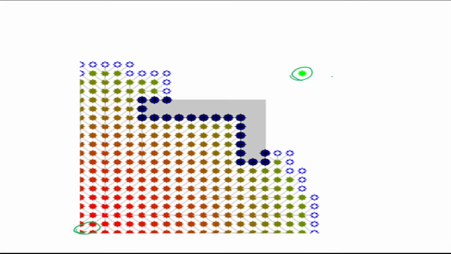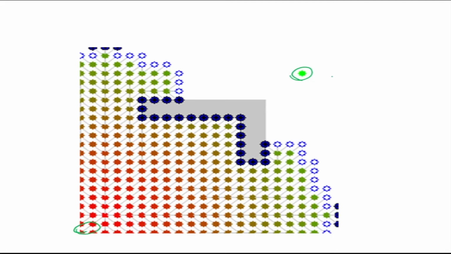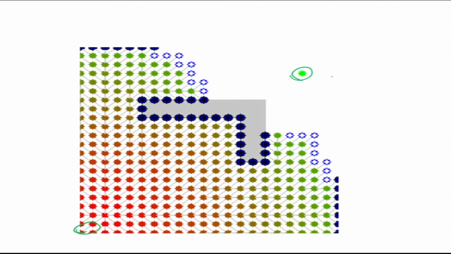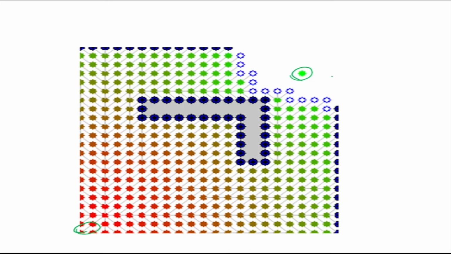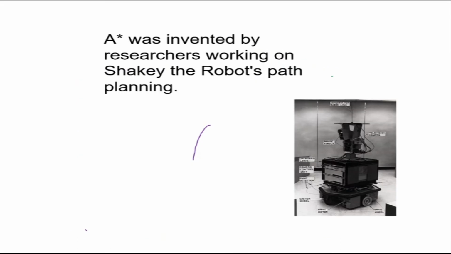Now, think of a faster way to search. Suppose I gave it some information about the distance to the goal. Then it could try to go in the direction which will be closest to the goal. That is basically my A star search. So this is Dijkstra's. Next is A star. A star was invented by researchers working on Shakey, one of the earliest robotics path planning systems. Shakey was the mobile robot made at Stanford, and the algorithm that was used was A star.